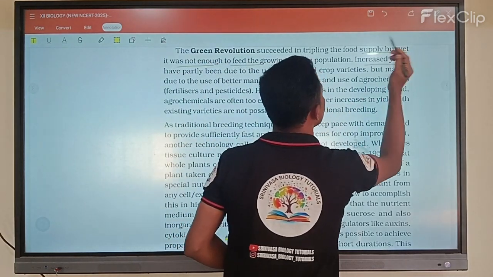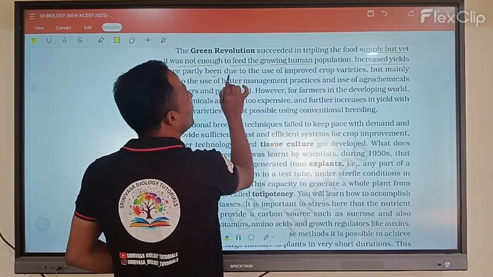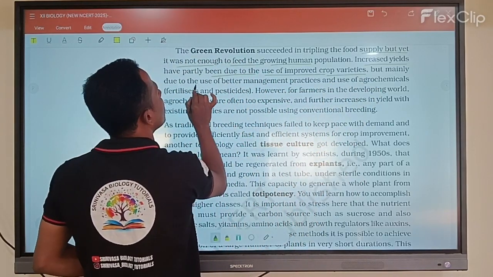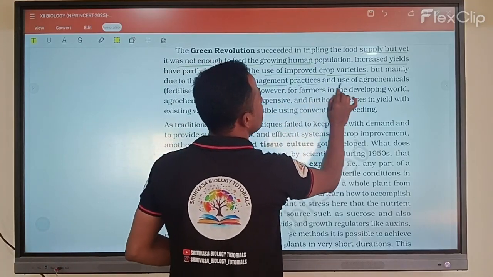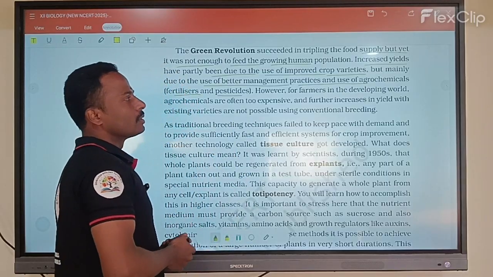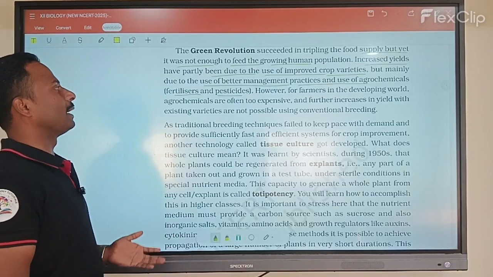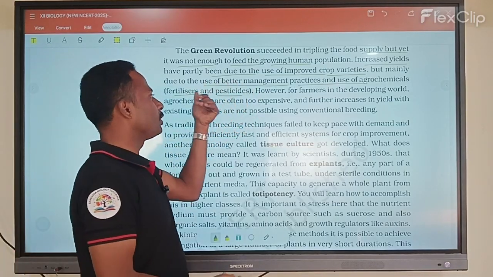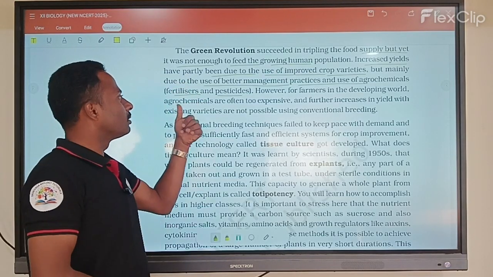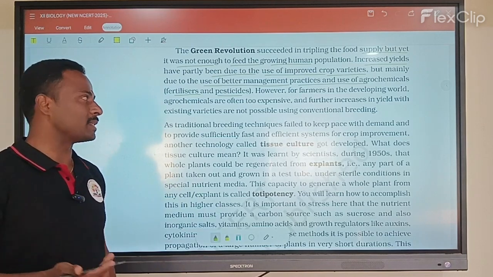The increased yields were partly due to improved crop varieties, but mainly due to better management practices and the use of agrochemicals, fertilizers and pesticides. So when we are increasing the crop yield with better management practices, using pesticides and fertilizers, what happened? It is most expensive.